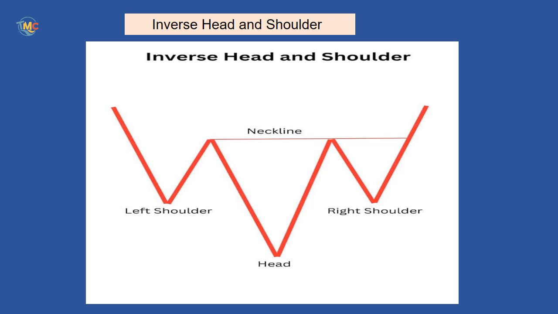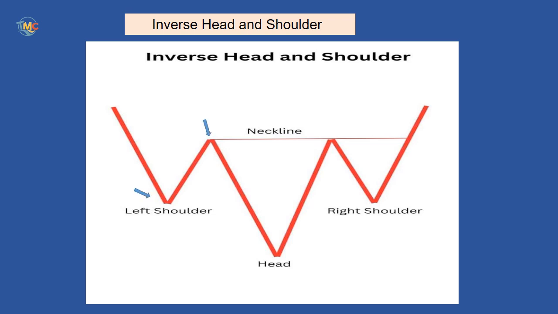Inverse head and shoulders. The inverse head and shoulders pattern is a mirror image of the standard head and shoulders, signaling a potential reversal from a downtrend to an uptrend. It's considered one of the most reliable bullish reversal patterns. This pattern develops during a downtrend and consists of 3 troughs instead of peaks. First, the price reaches a low point, the left shoulder, then rebounds somewhat.